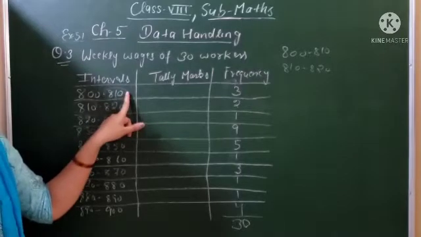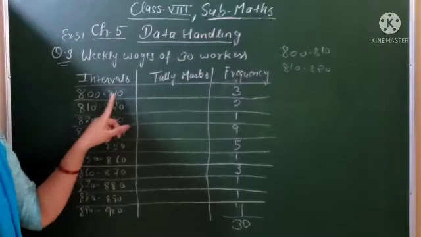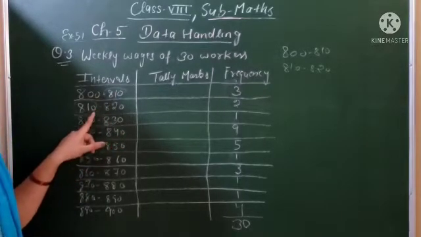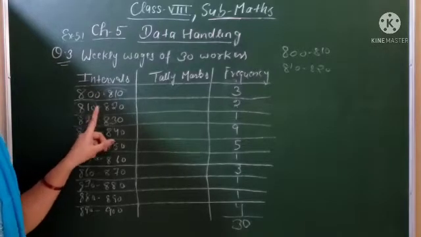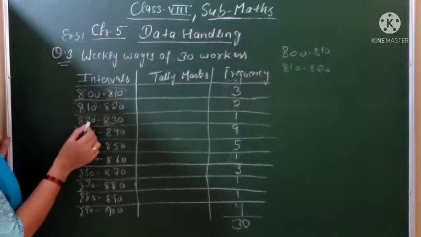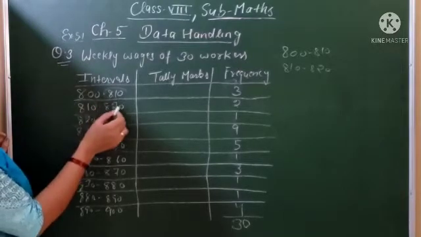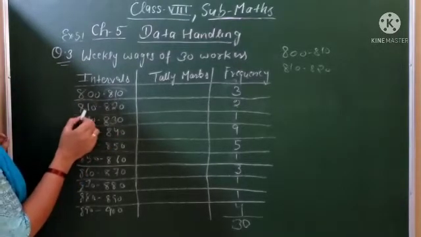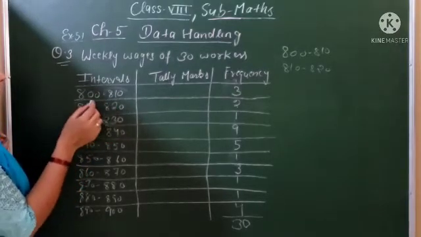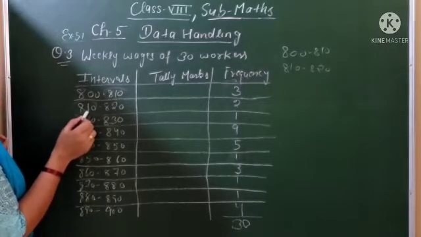The first interval will be till 809, so it lies between 800 to 809, and 810 you will start from the second interval. If 810 is given, you will include it in the second interval. If 820 is given, you will include it in the next one, and 830 in the next. This is because this one is the lower limit and this one is the upper limit; each interval starts at its lower limit. So 810 will lie here, not in the first.